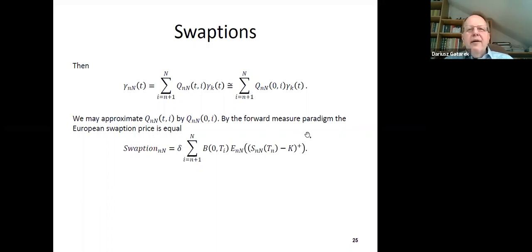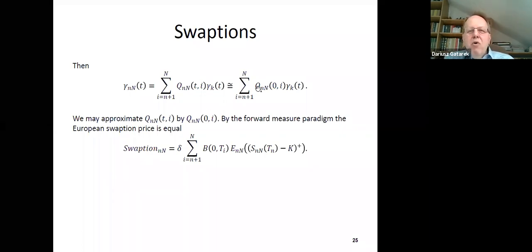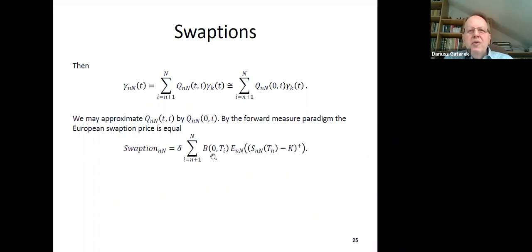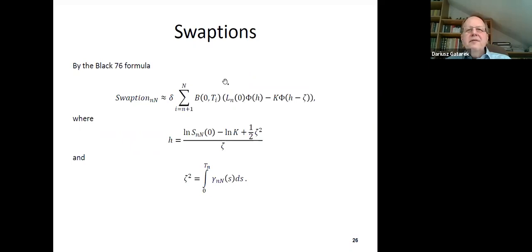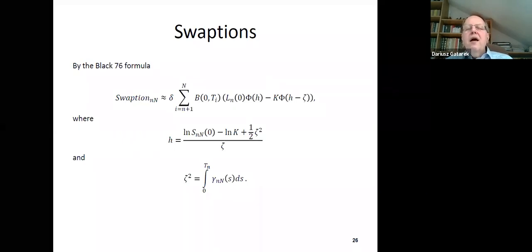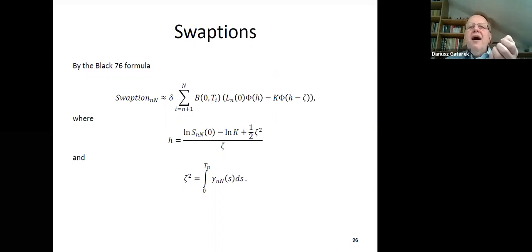And by the forward Libor paradigm, the swaption price is equal to that. So if we put these approximations into this expectation, we get again the swaption Black 76 formula. Yes. And that's probably the main practical use of the BGM model, because it gives us building blocks here to price swaptions.